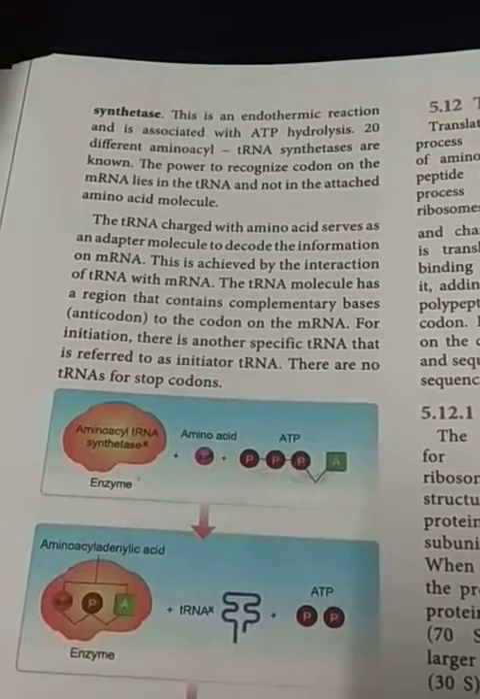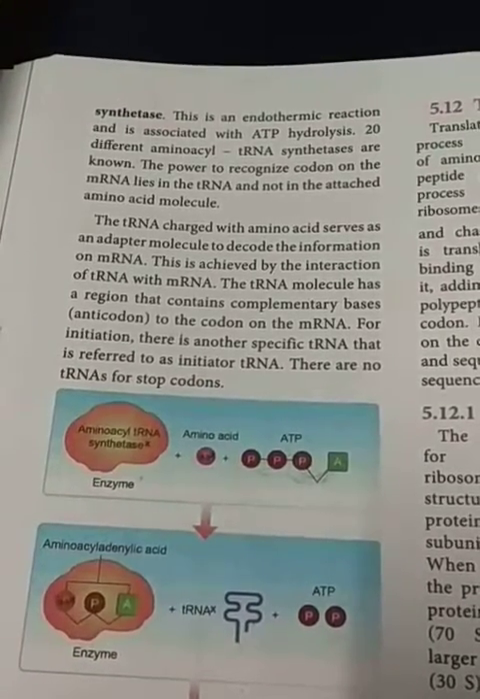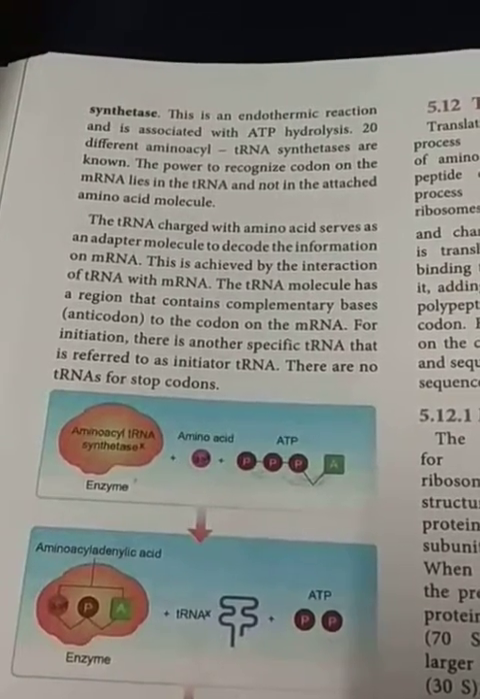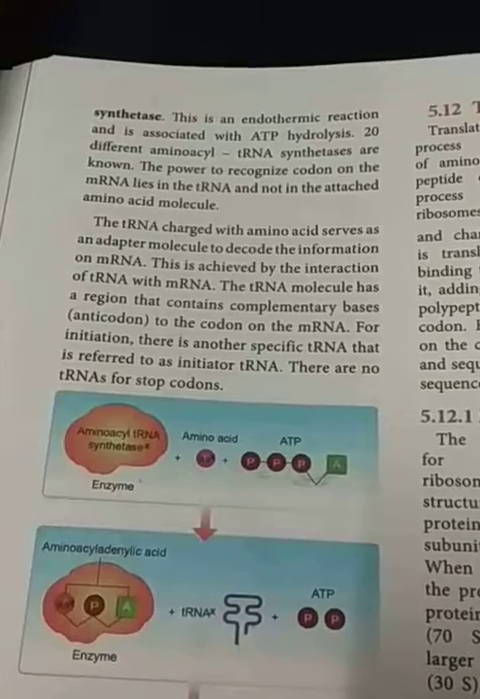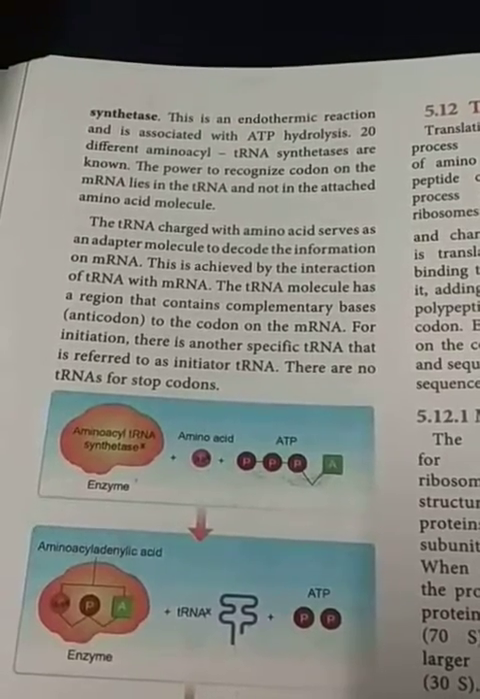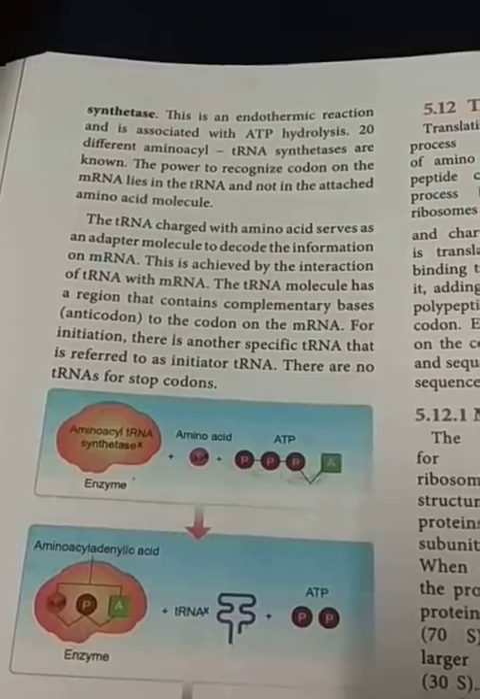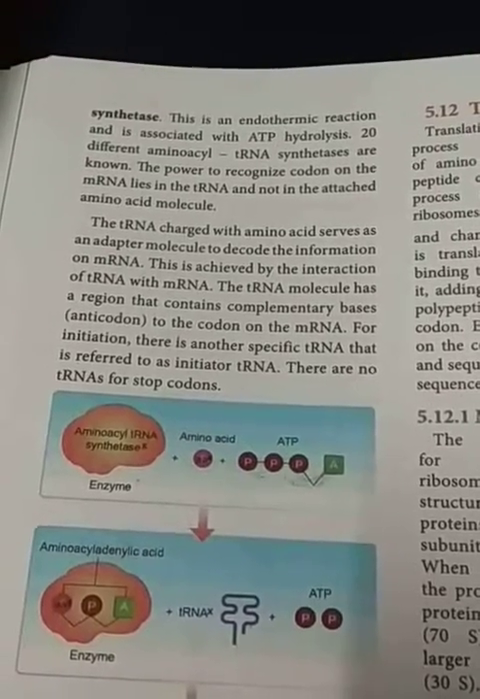Twenty different aminoacyl tRNA synthetases are known. Already they are known very well, 20 different aminoacyl tRNA synthetases. The power to recognize a codon on the mRNA lies in the tRNA molecule and not in the attached amino acid molecule.